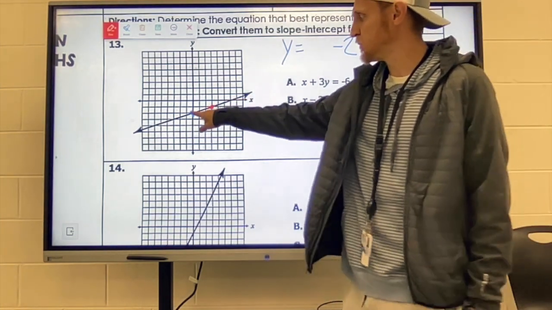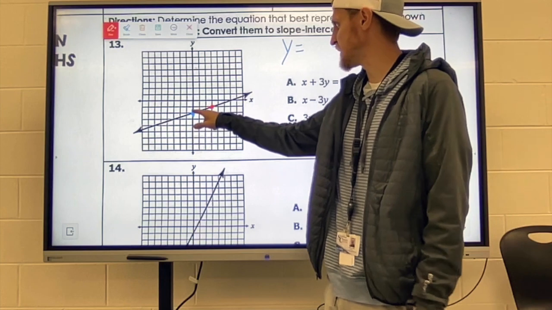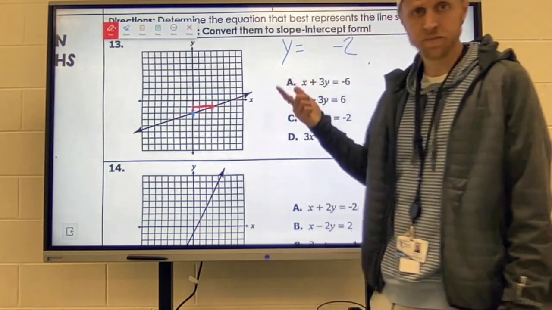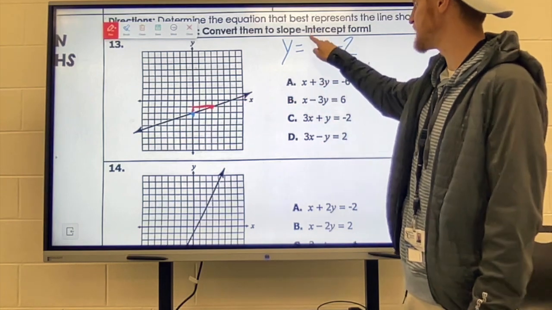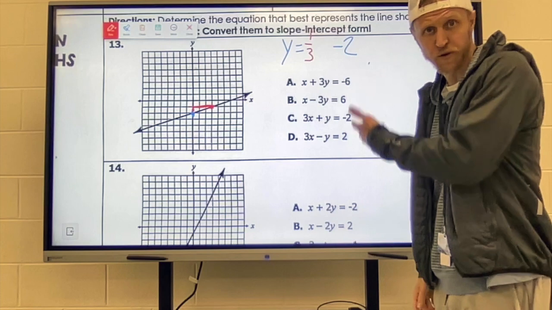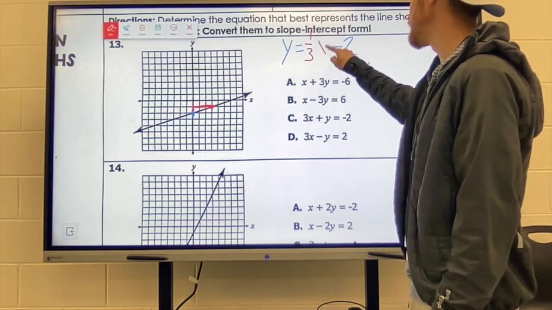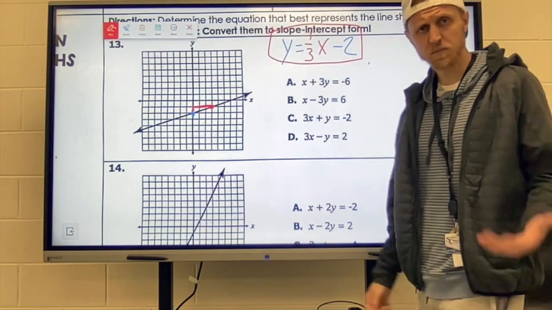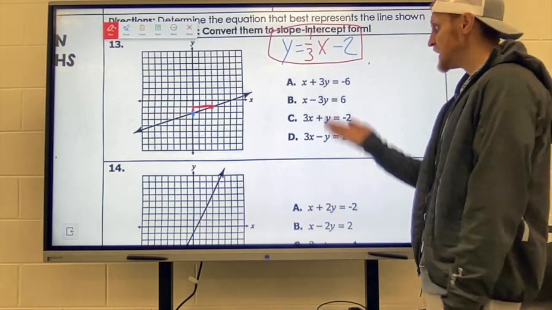And to get from the blue dot to the red dot, I'm simply going to be going up by 1 and to the right by 3. So that means that my slope is up 1 over 3. So 1 over 3, and then always remember to put in your x. So that right there is the equation of the line. That's something that we should know how to do already.